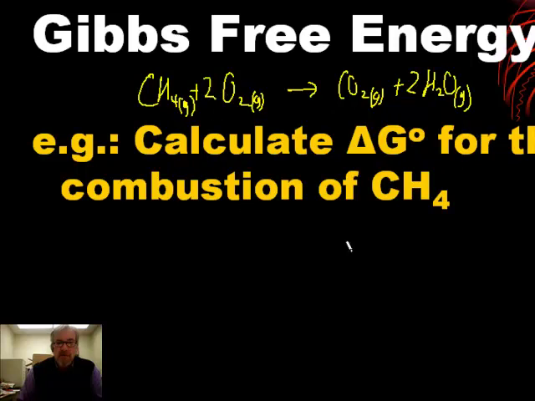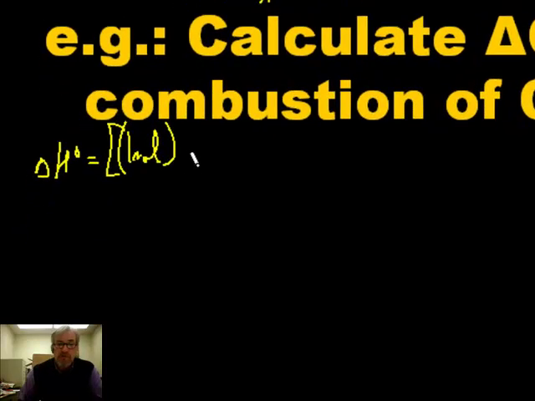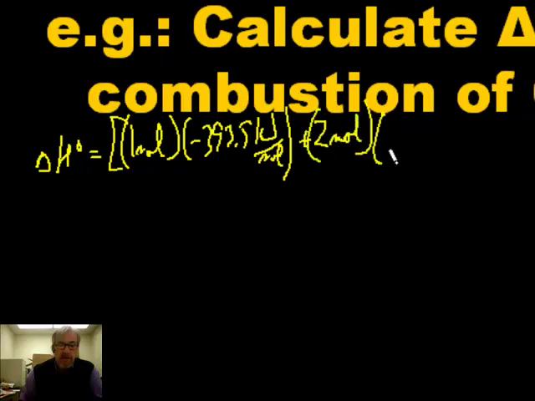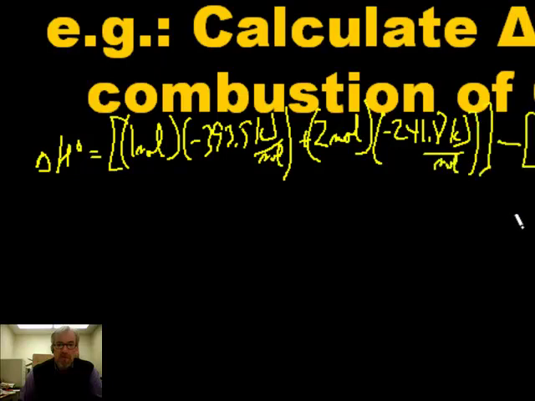So delta H is going to be the sum of the enthalpies of formation of products minus that of reactants. So for carbon dioxide, we take 1 mole and we multiply that by negative 393.5 kilojoules per mole, because that's the enthalpy of formation of carbon dioxide. Plus, for water, 2 moles times negative 241.8 kilojoules per mole. That takes care of our products.